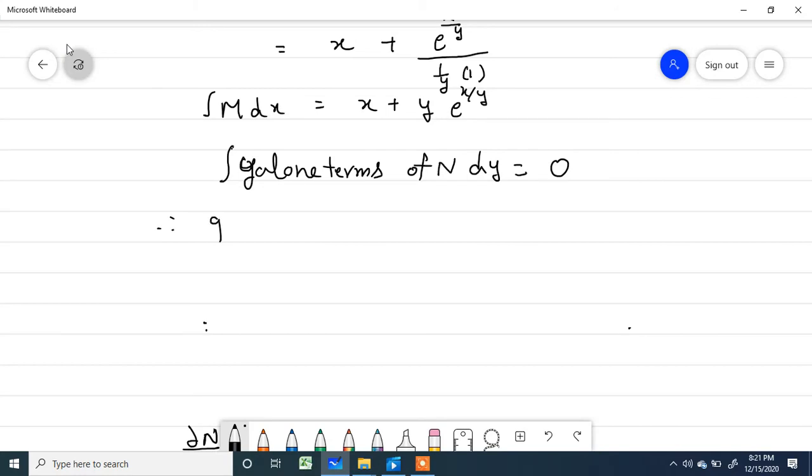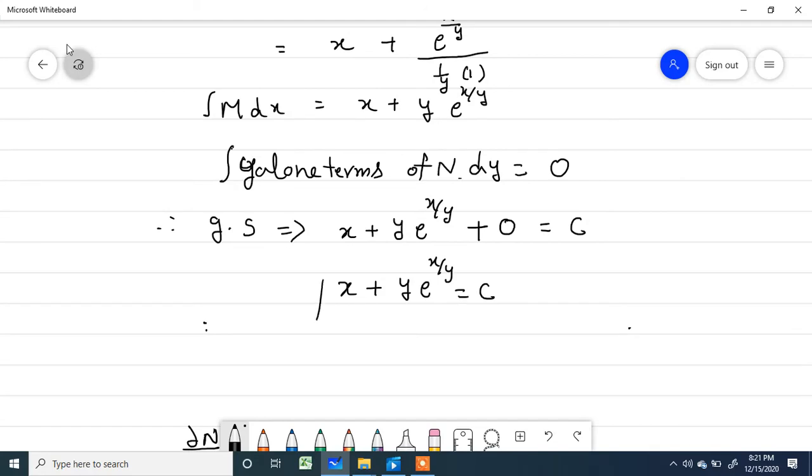Therefore, the general solution is equal to integral m dx, that is x plus y e power x by y, plus integral y alone terms of n dy, which is 0, is equal to c. So therefore, the final solution is x plus y e power x by y is equal to c. This is the solution of our given differential equation.